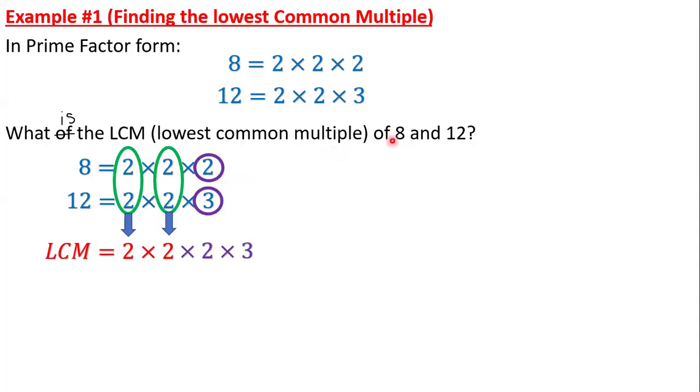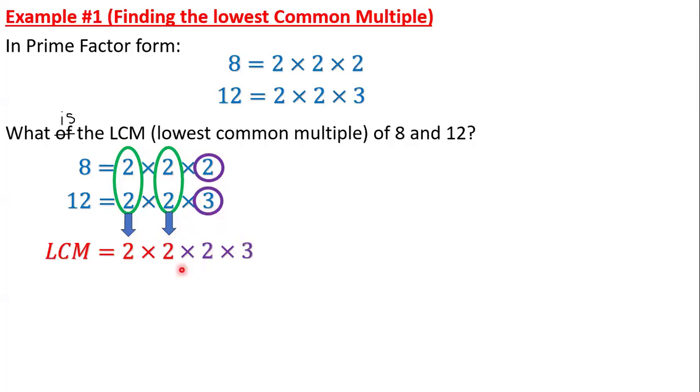So what is the LCM of 8 and 12? Go ahead, Antoine, how are we going to get the LCM for this one? You group together the two twos first, and then you group together the next two twos, and then you multiply it, and then the 2 and the 3 you put down too, and then you get your LCM.